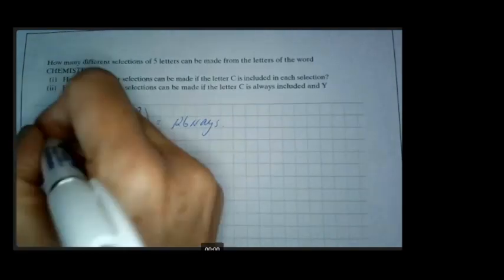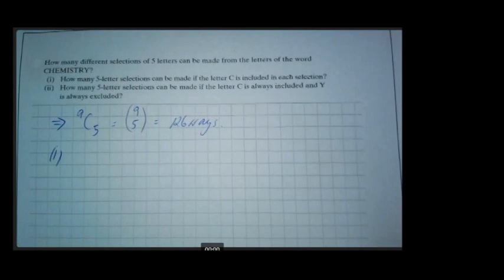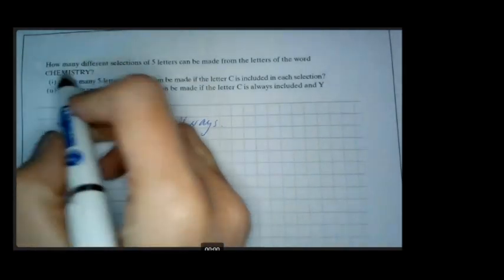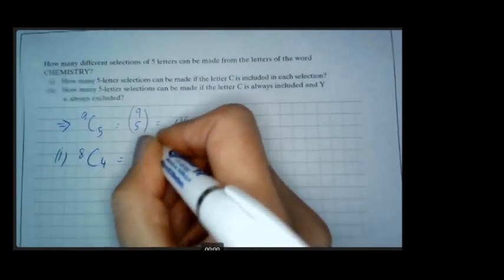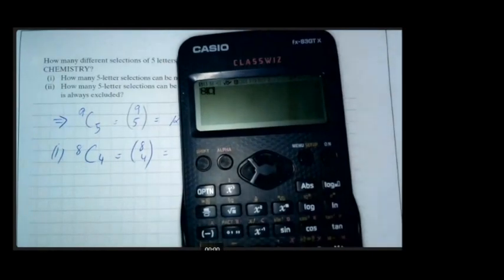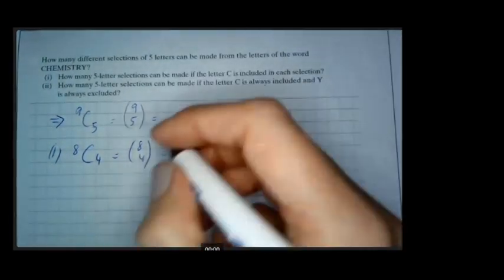Now, part I. How many 5-letter selections can be made if the letter C is included in each selection? So here again, the C has to be in that selection. So now I'm only choosing 4 other letters from the remaining 8. So that's 8C4. This happens to be the very same calculation as the last one. Didn't realize, but anyway. 70 is the answer there.